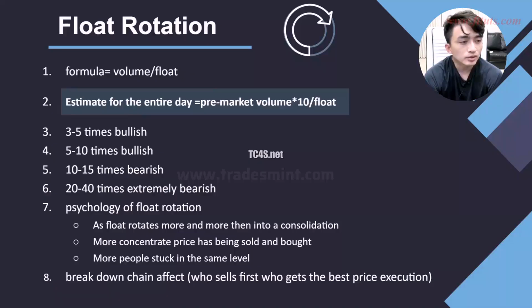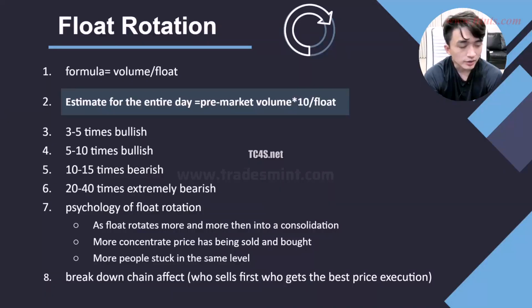So first one is the formula: volume divided by float, pretty easy. If you don't know how many times the float is going to rotate, then you can use the pre-market volume to estimate for the entire day, which will be the pre-market volume times 10 divided by the float. You can calculate how many times it's likely to rotate. Now, it's not fully accurate, but you can get an idea of how many times it's going to rotate. If it's going to rotate way too many times, then you probably want to stay away.